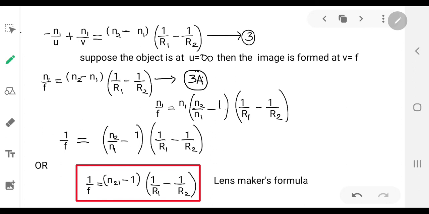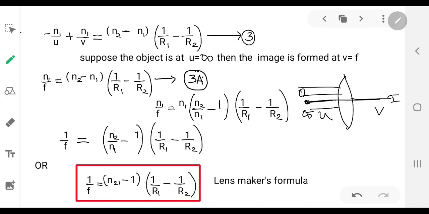Now, suppose the object is placed at infinity. So what is u actually? This is our object distance u, and this is the final image v. At infinity means the rays will be parallel, and where is the image going to be formed? At the focal length, the principal focus. So your image distance will be the focal length f.